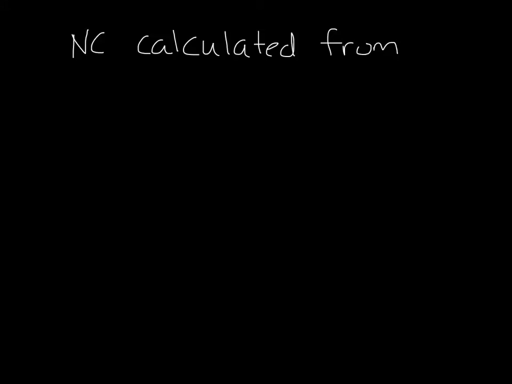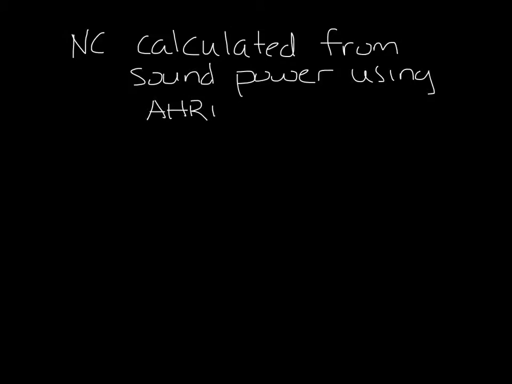So first, as a reminder, the NC number in the catalog is not a measured number. It is calculated from the unit sound power using AHRI standard 885. This standard provides attenuation tables for many things found in a typical VAV installation, such as elbows, T's, flex duct, lined duct, and many more things.